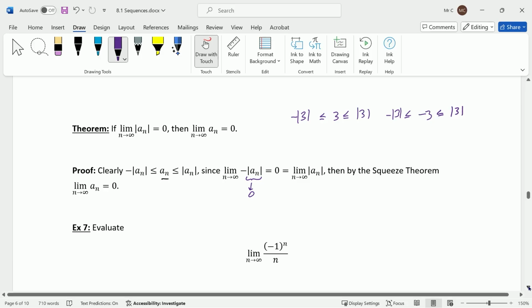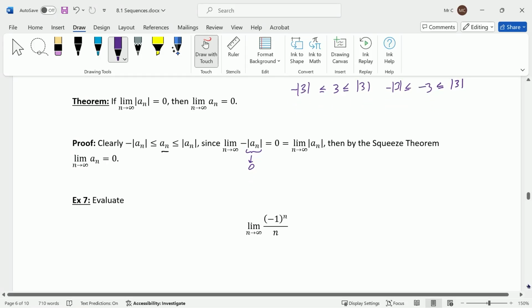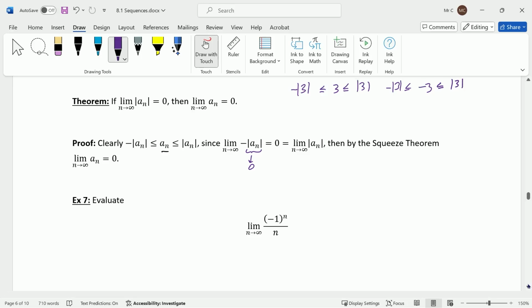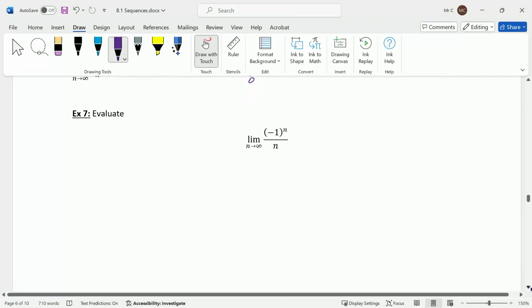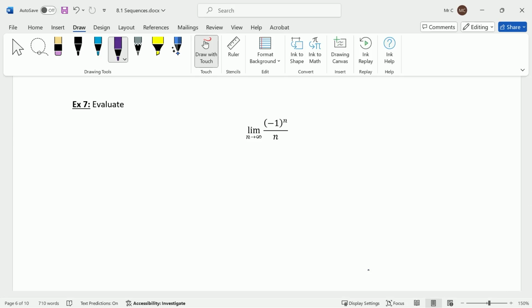Now, since this theorem is a direct result of the squeeze theorem, you could, in many cases, apply the squeeze theorem to problems that you can also solve with this theorem. But this theorem makes things a little bit simpler. See the following example. The limit as n goes to infinity of negative 1 to the nth power over n.